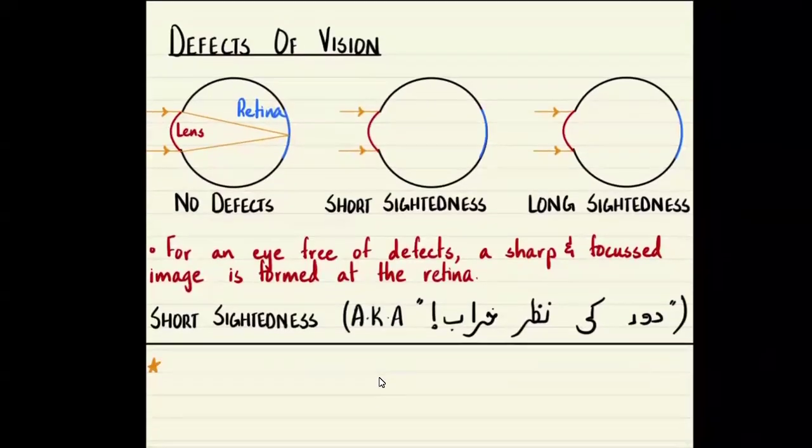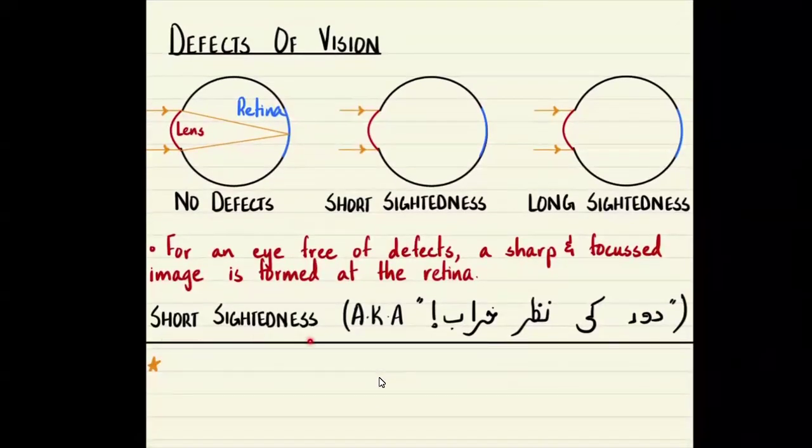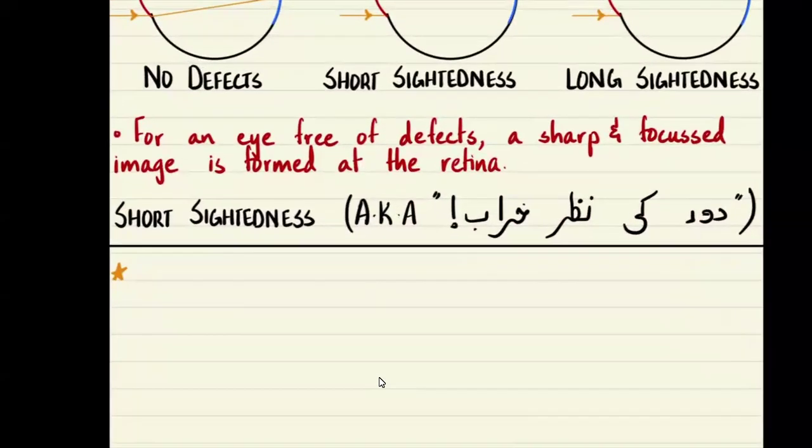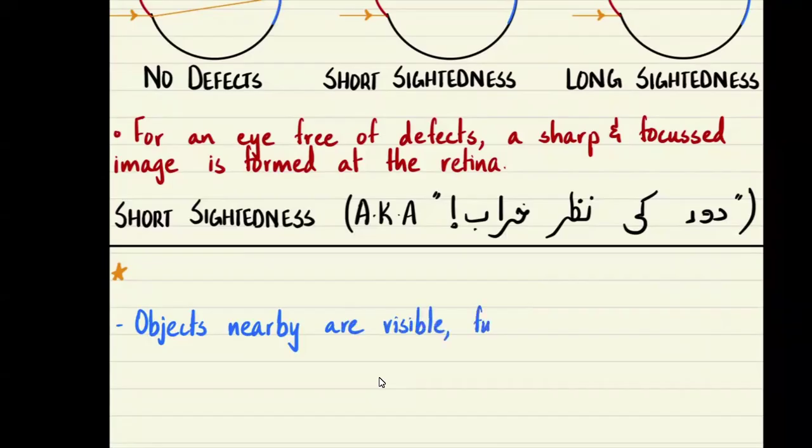When we talk about the defects of vision that happen, one of these is called short-sightedness. In Urdu or in Hindi, this is called dur ki nazar kharab hona, and that basically means that you cannot see objects further away, but objects nearby are fine. So objects nearby are visible, but the ones further away are blurry.